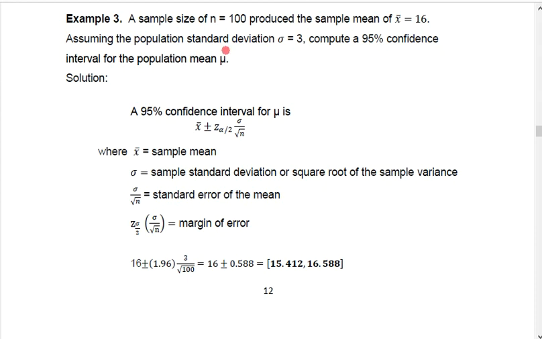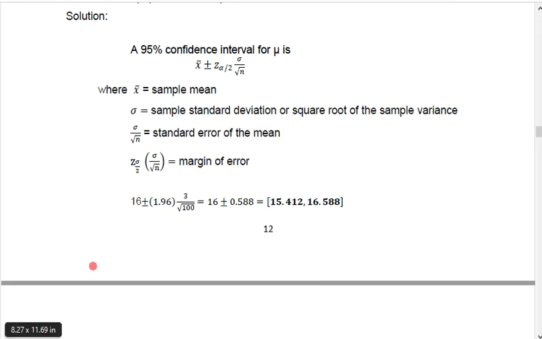A sample size of n is equals to 100 produces the sample mean of x is equals to 16. Assuming the population standard deviation of 3, compute the 95% confidence interval for the population mean. Okay? 95% confidence interval for mean is, so ito yung kanyang formula. Okay? So we have a sample mean, the z sub alpha over 2, yung ating significance level, multiply by standard deviation over the square root of n, o yung sinasabi nating margin of error.